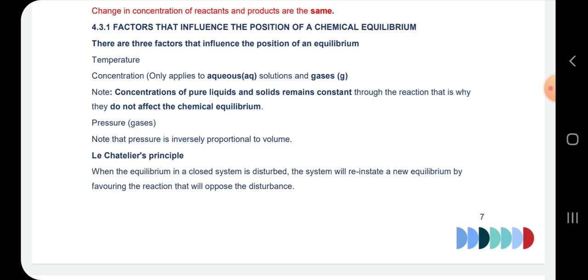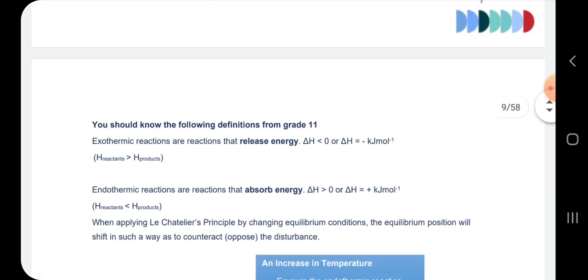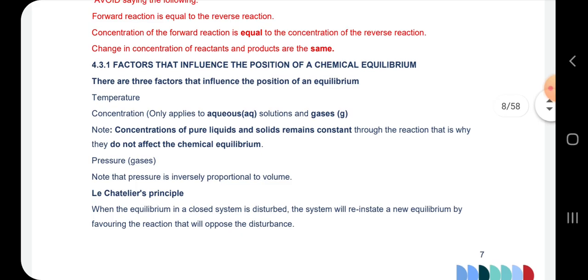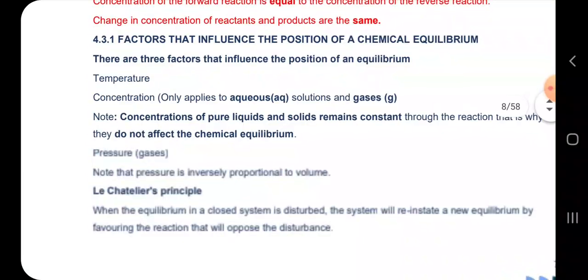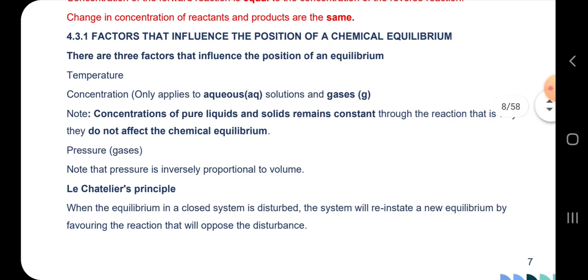Okay, let's first look at temperature. So yeah, we have temperature, concentration, and pressure. Those are the 3 factors that influence the position of a chemical equilibrium. So firstly, we look at temperature.